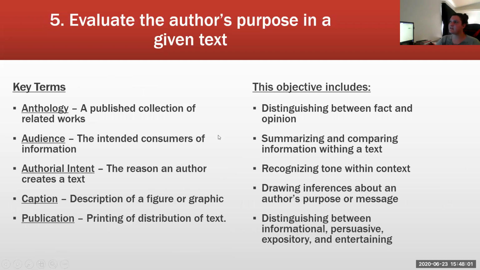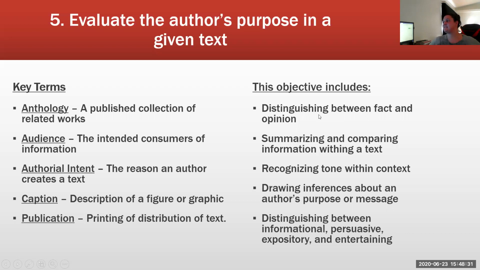Okay. Evaluate the author's purpose in a given text. An anthology is a published collection of related works. The audience is the intended consumers of the information. So who is reading this? Who is my audience? Authorial intent is the reason an author creates a text. A caption is a description of a figure or a graphic. And a publication is a printing or distribution of text.